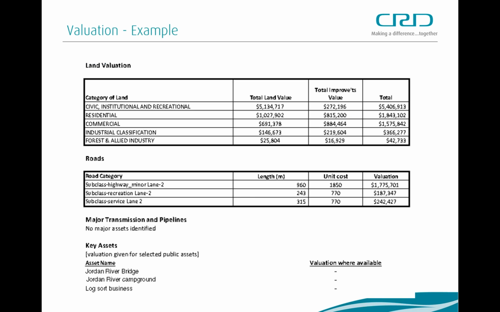What's not shown here, but is in the final report, is identification of First Nations reserves, as well as road and rail, major pipeline and transmission lines, bridges, and key assets, like I said before.